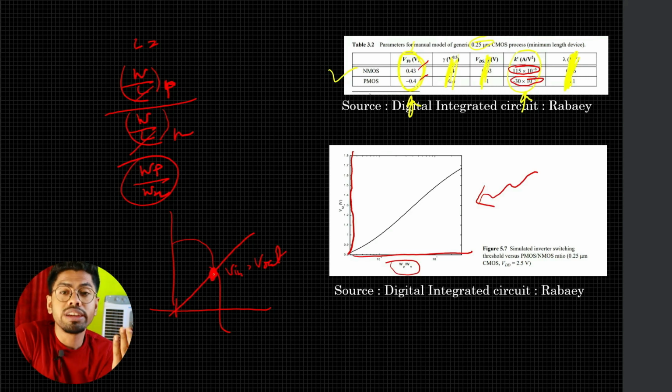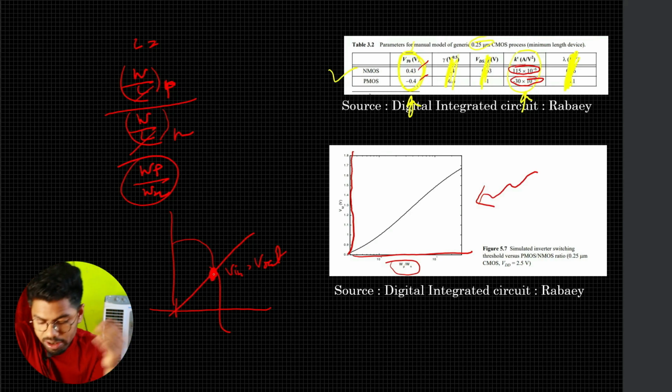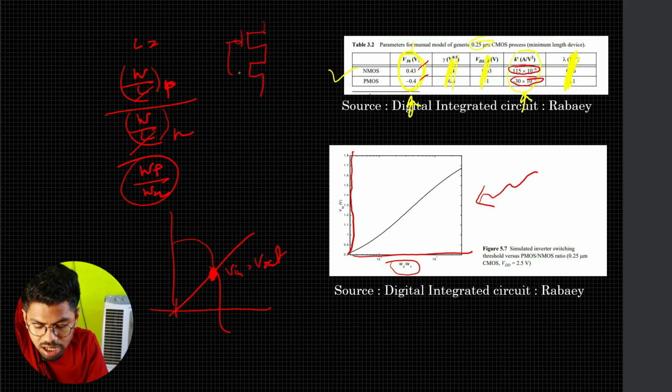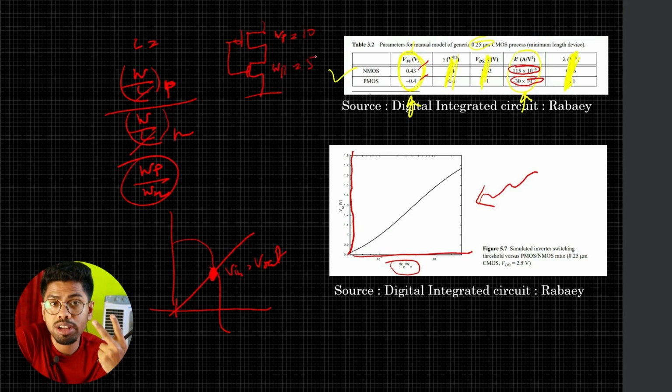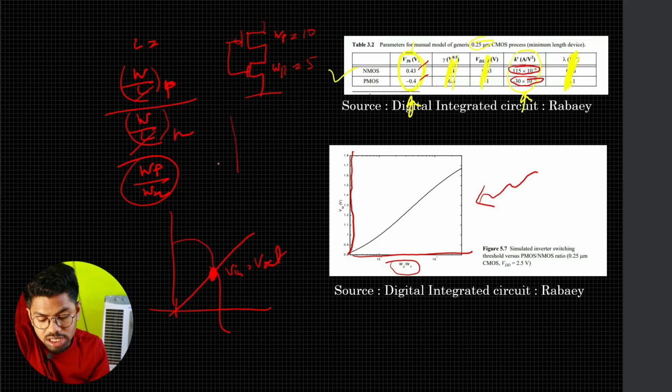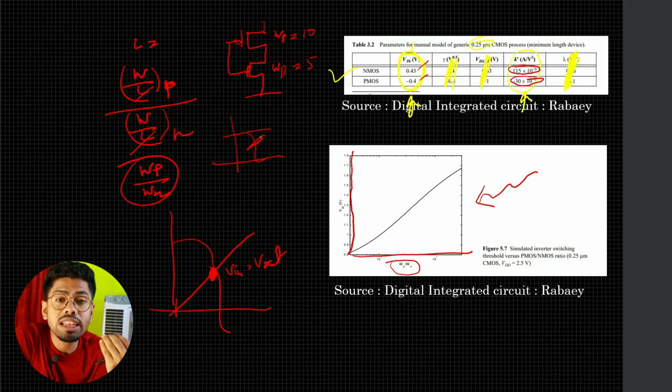So what they did was change this W of P and W of N. For example, the first time they simulated this inverter for W of P of 10 and W of N of 5, so we have the 2 times ratio. They simulated it and tried to find the number when our Vin equals Vout, which is the number VM.